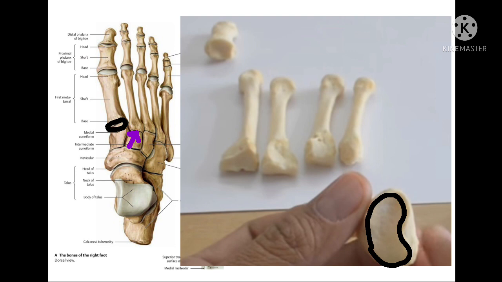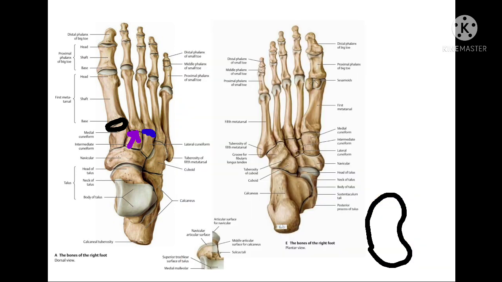For the second one, it is triangular. For the third metatarsal, the shape of the articular surface at the base is triangular. For the fourth, it is quadrangular. For the fifth, it is again triangular.